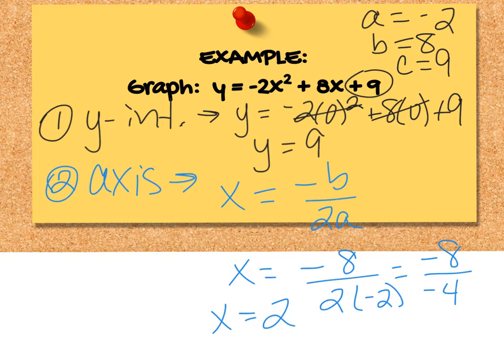Okay, so maximum or minimum. That means, is this going to be concave up or concave down? Which means, does my parabola open up like a U, or does it open down like a frown?